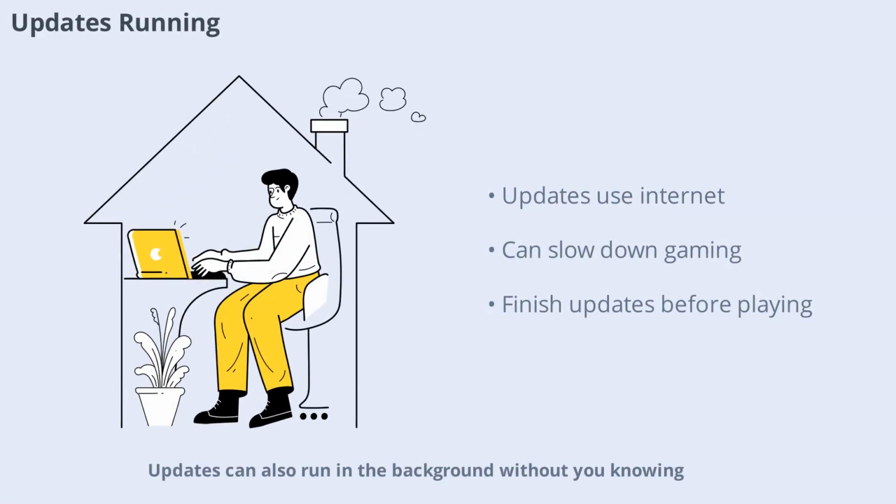Updates can also run in the background without you knowing. Your operating system or apps might be downloading or installing updates while you're gaming. This can use a lot of your internet bandwidth and slow down your computer. It's a good idea to check for updates before you start gaming and let them finish first. That way, you won't have to compete for resources while you play.